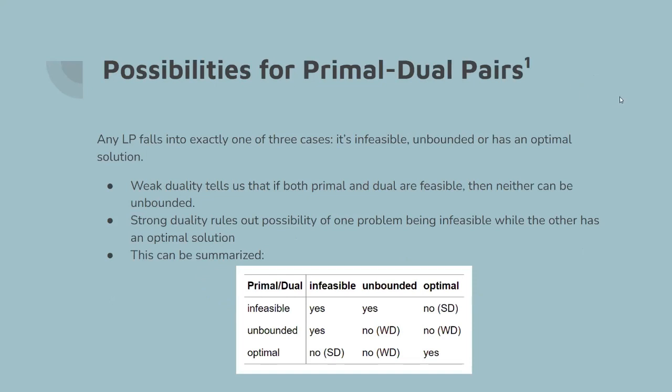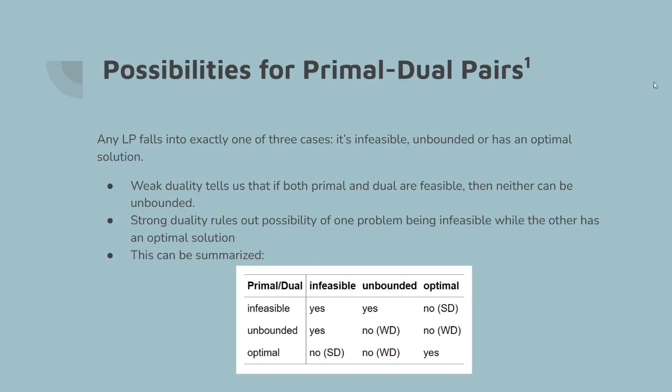What are the possibilities for primal dual pairs? Well, first we need to know that any linear program falls into exactly one of three cases. It's infeasible, unbounded, or has an optimal solution. Weak duality tells us that if both primal and dual are feasible, then neither can be unbounded. Strong duality rules out the possibility of one problem being infeasible while the other has an optimal solution. This can be summarized in the table below.